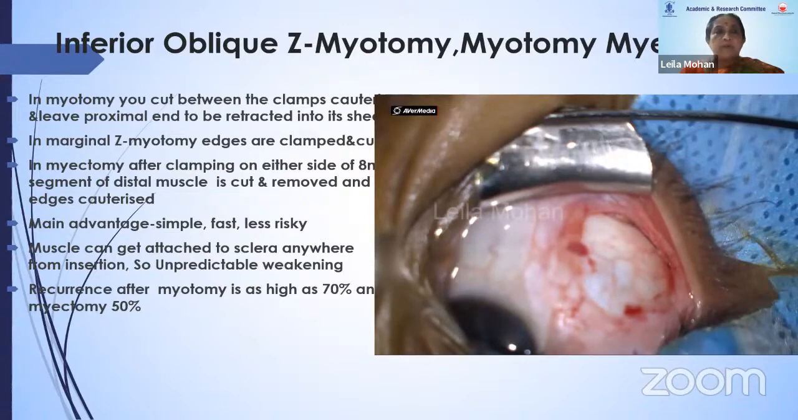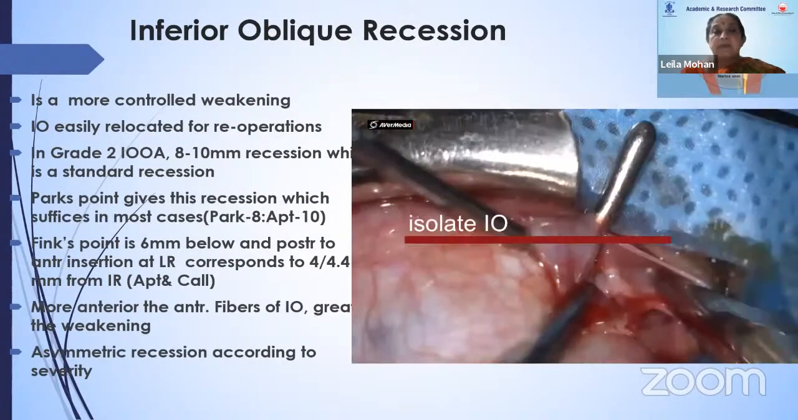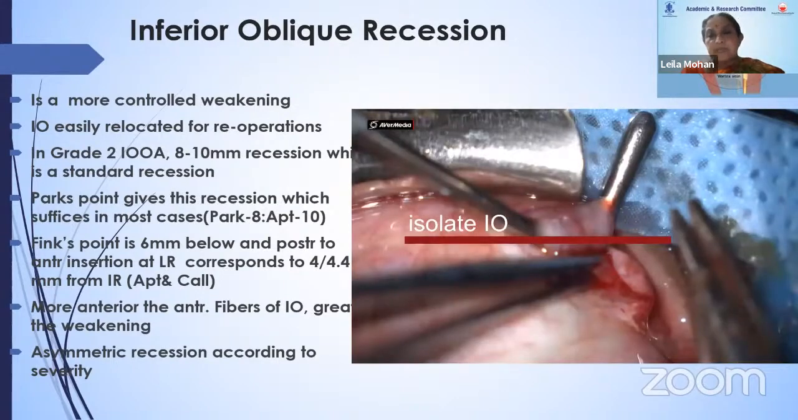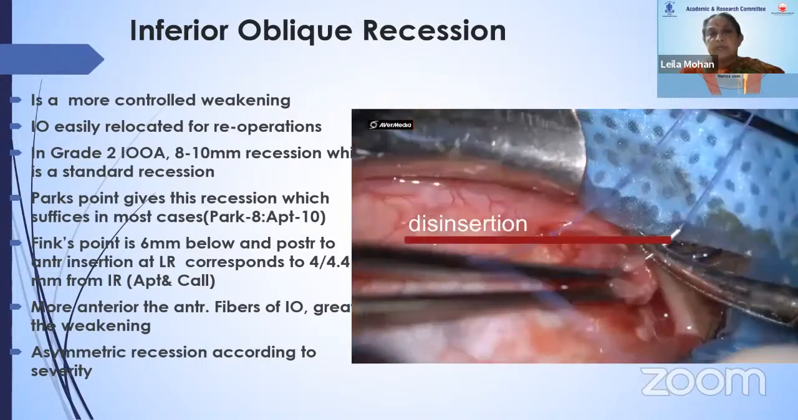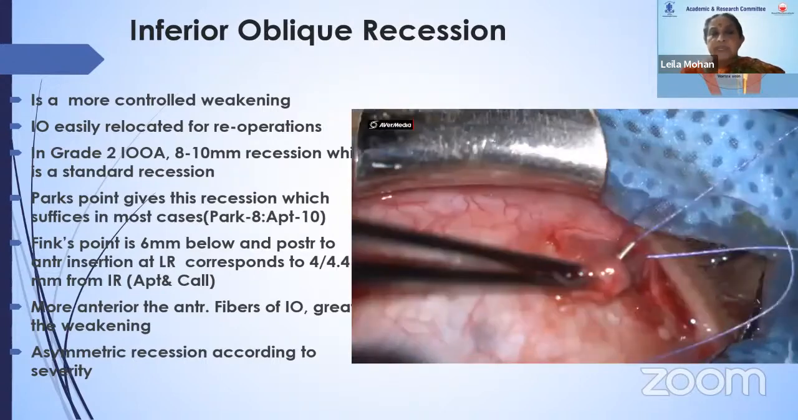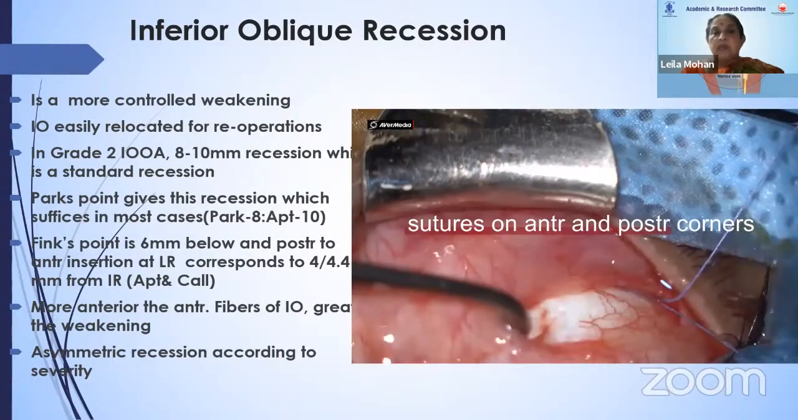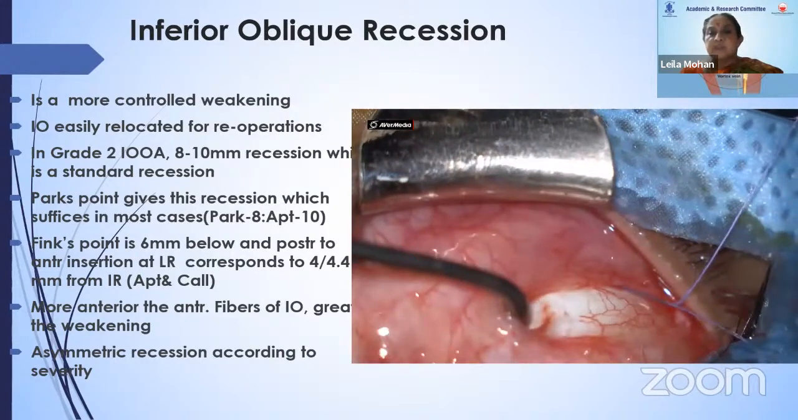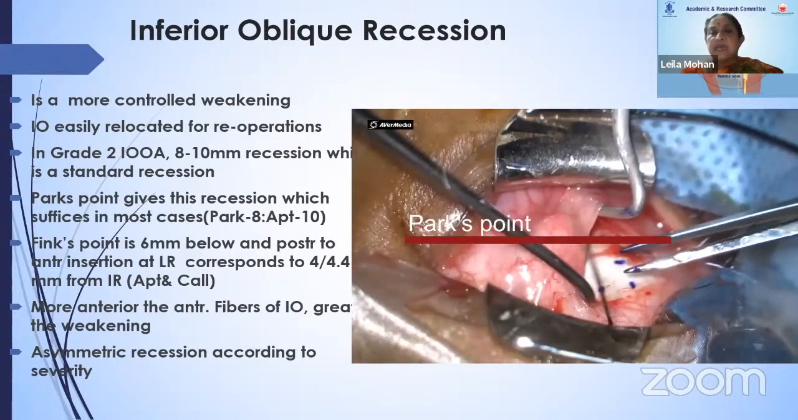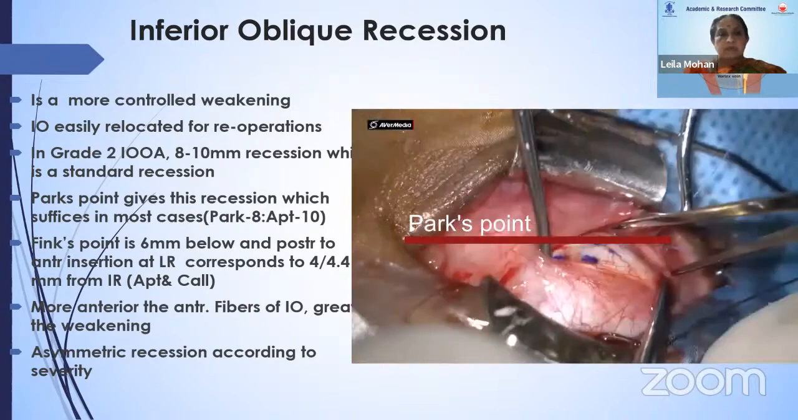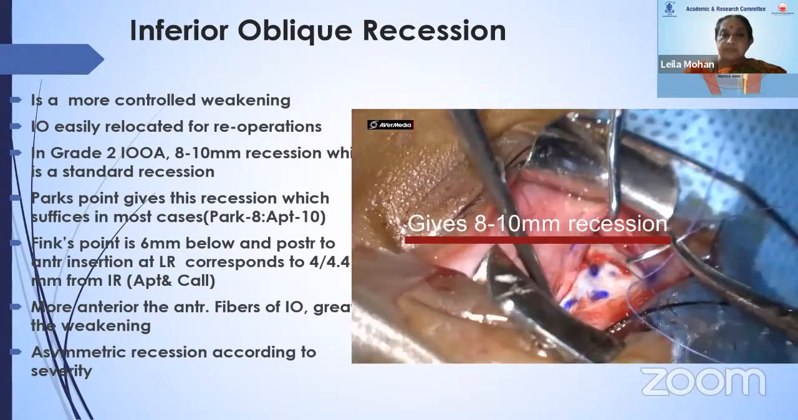So a more controlled weakening is inferior oblique recession, and inferior oblique relocation is also easier after inferior oblique recession in reoperations. So in grade 2 inferior oblique overaction, about 8 to 10 millimeter of recession is the standard one. This is Spark's point being measured about 2 millimeter away from the insertion of inferior rectus and 3 millimeter inferiorly. It gives about 8 to 10 millimeters of recession.